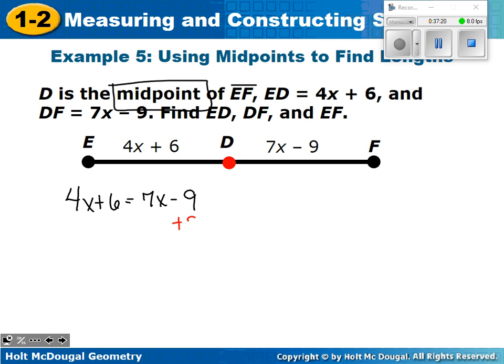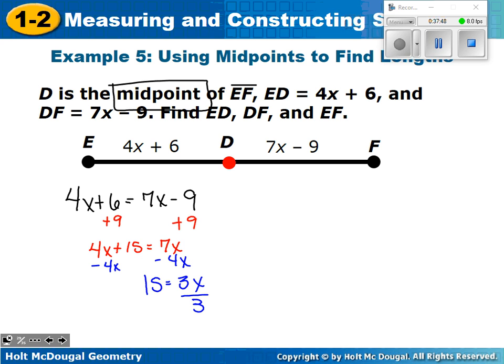Add 9. So now we have 4x plus 15 equals 7x. Subtract 7x. You could subtract 7x, but then you're going to put that x over with your number and have a 0, so it may be a little easier to subtract the 4x. So now we have 15 equals 3x, and then what?